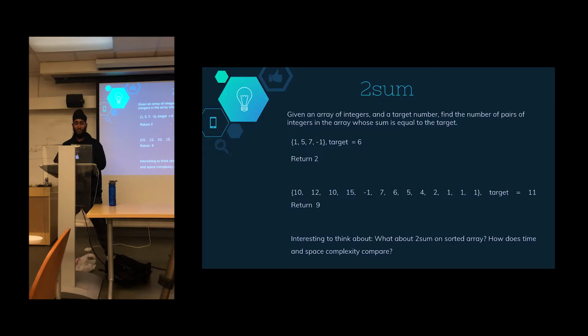So given an array of integers and a target sum, find the number of pairs of integers in the array whose sum is equal to that target. So that's a lot of words, so let's look at some examples. So here's an array, right? And your target sum is 6. How many different pairs can you get that equals 6?